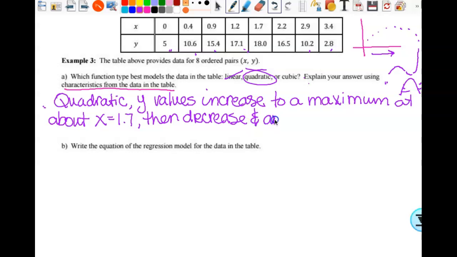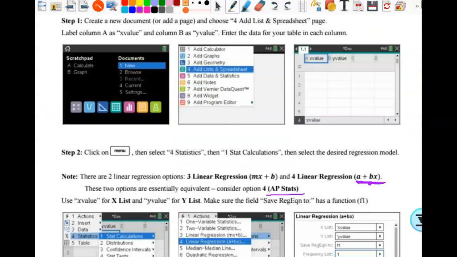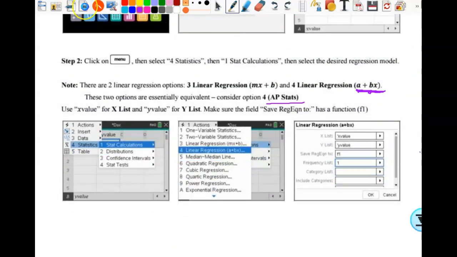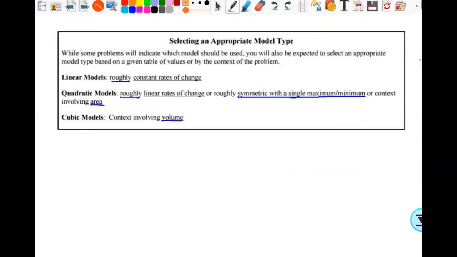So quadratic, Y values increase to a maximum at about 1.7, then decrease, and are roughly symmetric. Any questions about that? When we come back to this page here: quadratic models have roughly linear rates of change, which we could have used to explain it, or roughly symmetric with a single maximum or minimum. That's kind of where we're getting our explanation for that.